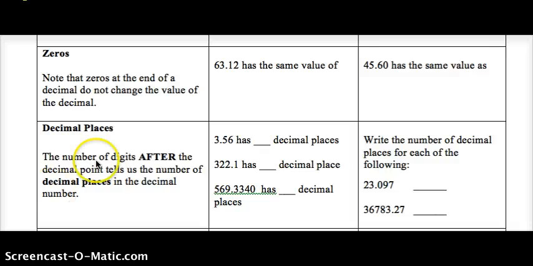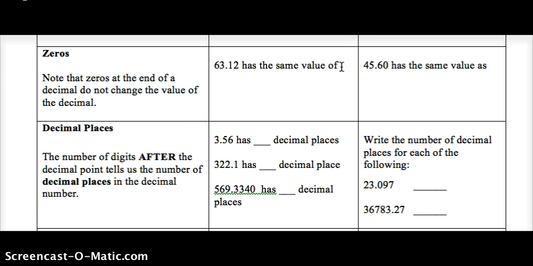Now for the next section of the worksheet, zeros. Girls, when you see zeros at the end of whole numbers, they're very, very important. However, zeros at the end of a decimal do not change the value of a decimal.